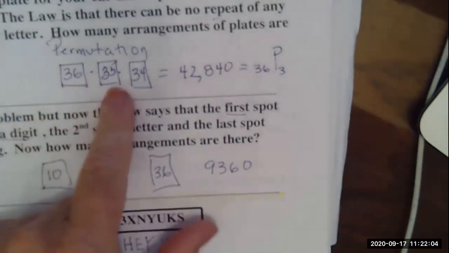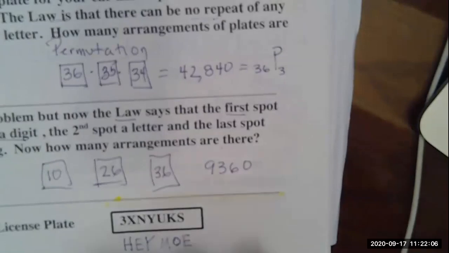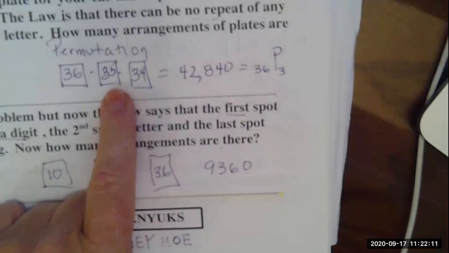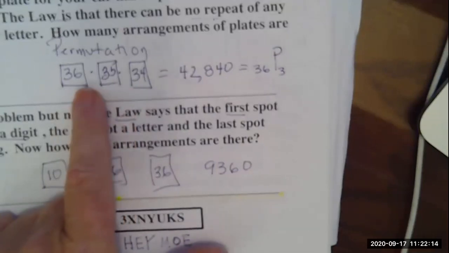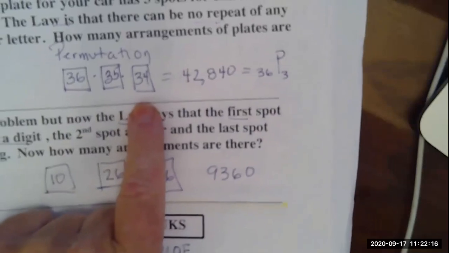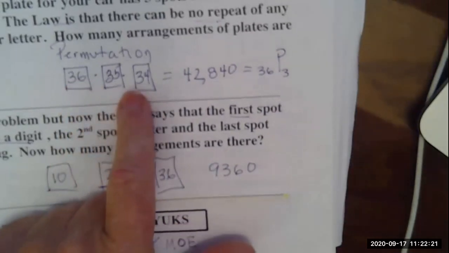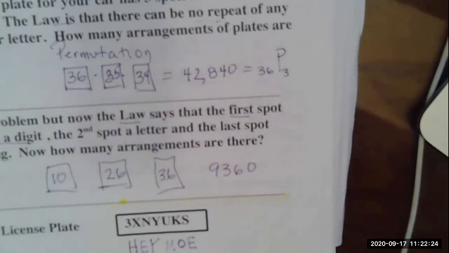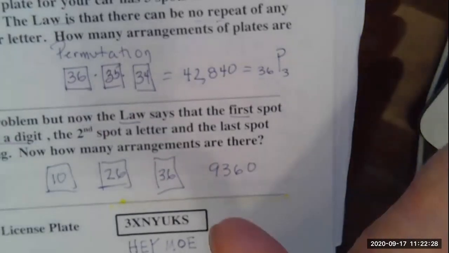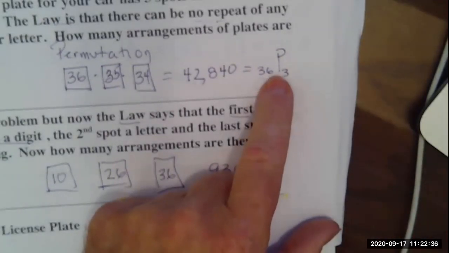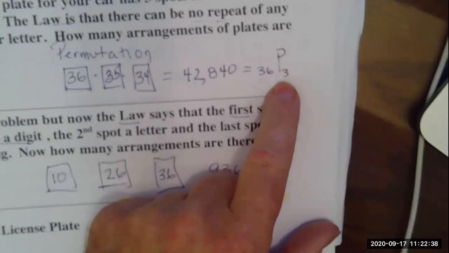But Jeff, this is so easy. I know exactly. I wouldn't use the formula on something like this if I knew what I was doing. What if instead of 3 slots, there were 30 slots, like there was a license plate for the world, and they had to have 30 spots? Well, to put that in your calculator, why not do something like this? 36 permute 30, and you'll get your result that way.